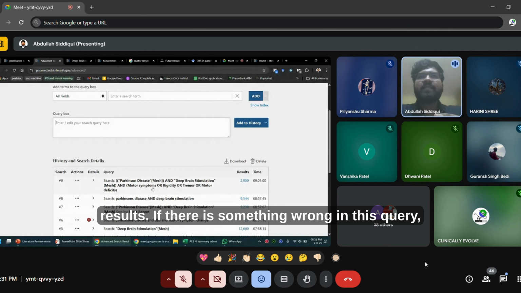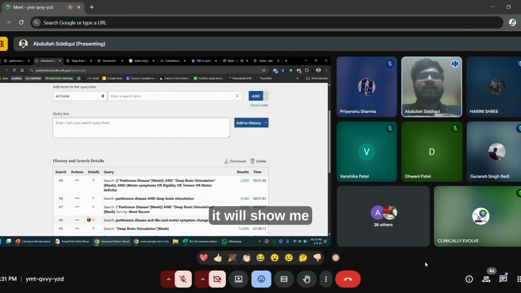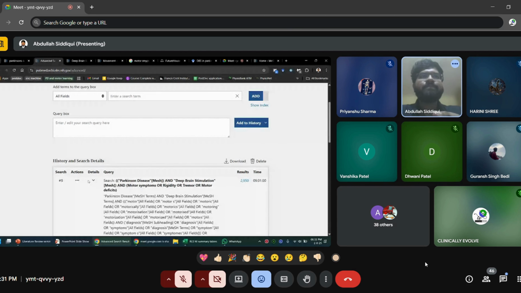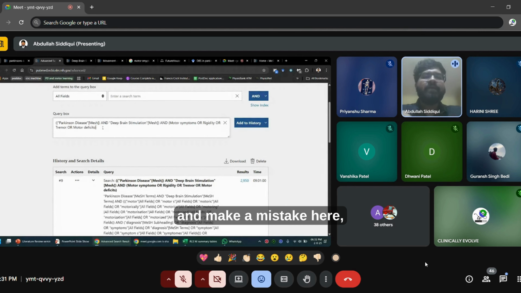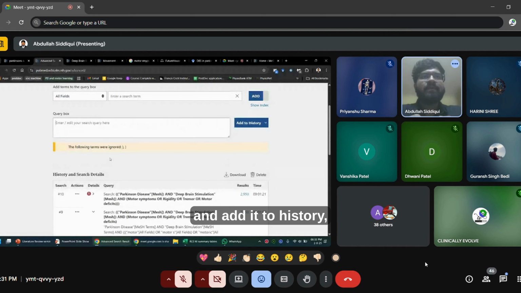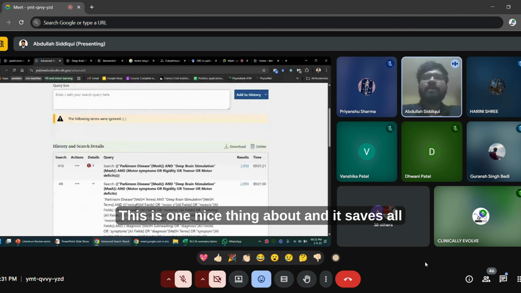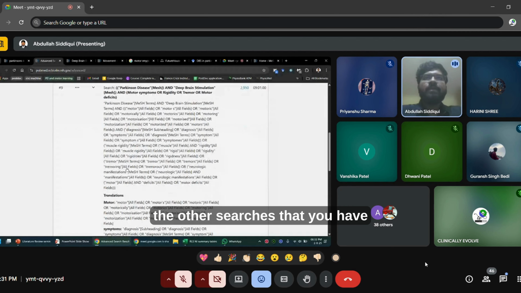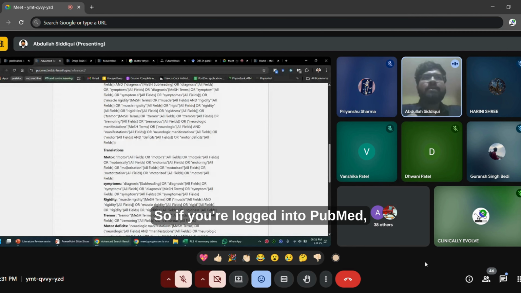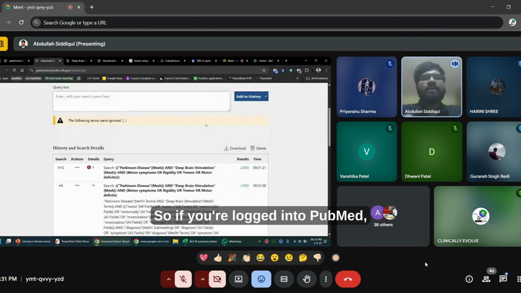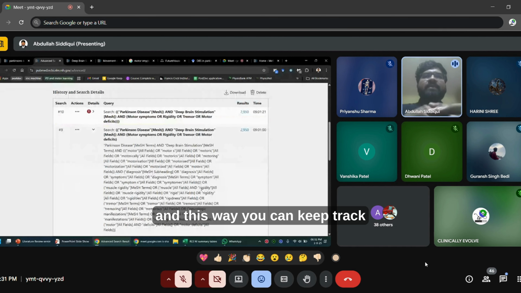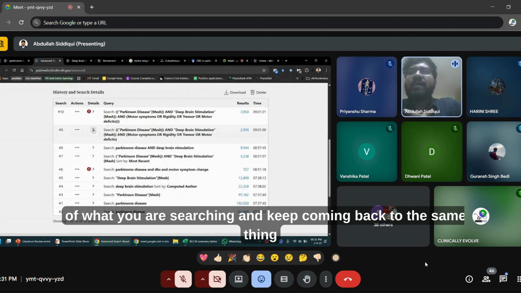If there is something wrong in this query, it will show me an exclamation mark like this. So if I add this back and make a mistake here, like add two more brackets and add it to history, it immediately throws an error and tells me that something was wrong and why it was wrong. So this is one nice thing about it, and it saves all the searches that you have ever run if you're logged into PubMed. This way you can keep track of what you are searching and keep coming back to the same thing.